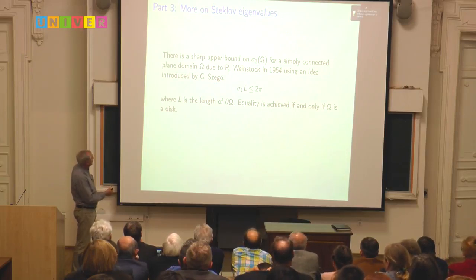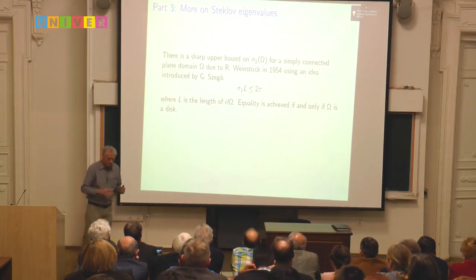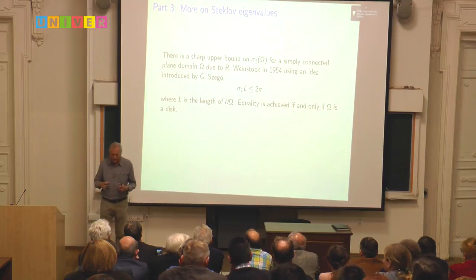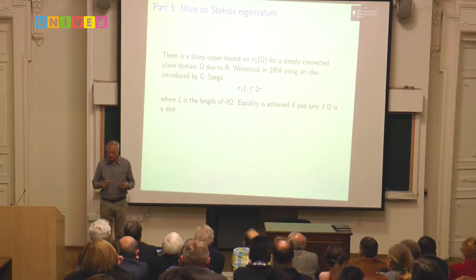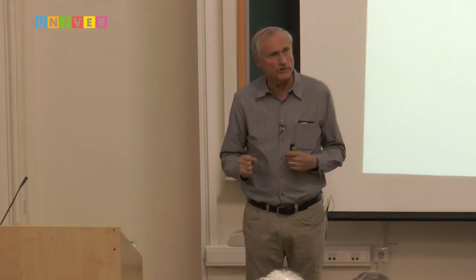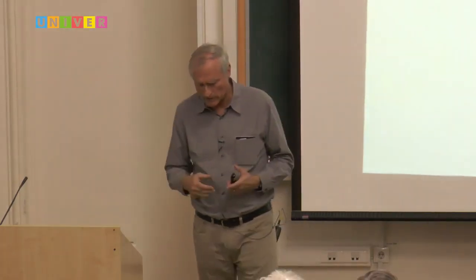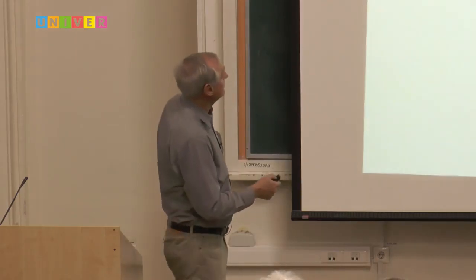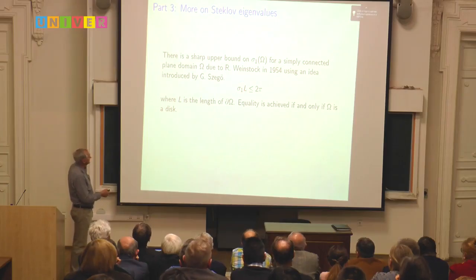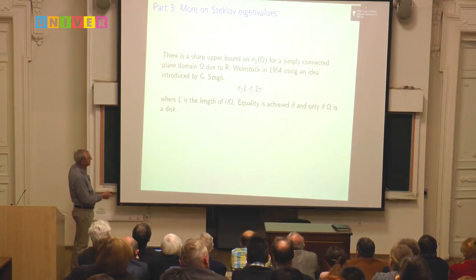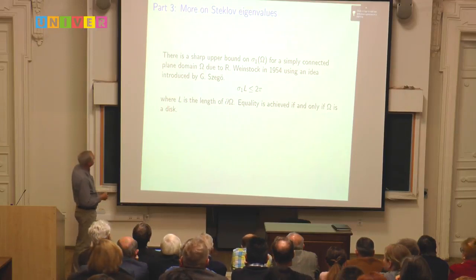But the Weinstock theorem says that if I take any, so it's stated here for simply connected plane domains, but it actually works. In fact, Weinstock generalized it to arbitrary metrics on the disk. So you can take the disk with any metric smooth up to the boundary, and then it's true that the lowest non-zero Steklov eigenvalue times the boundary length, the length of the boundary, is at most 2 pi, and equality is achieved for a disk. For domains, it's if and only if it's a disk.